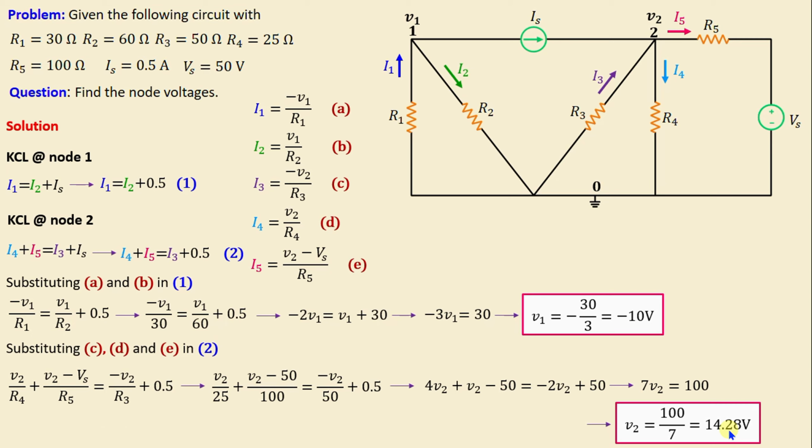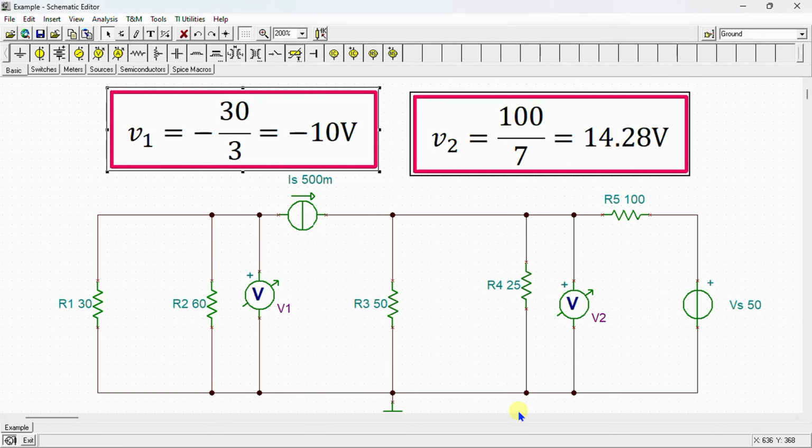Now let's proceed to the SPICE environment. Here is our network drawn in SPICE simulator. We can see here this is the independent current source IS, the independent voltage source Vs, resistors R1, R2, R3, R4, and R5. I connect here a voltmeter to measure the node voltage V1 and here a voltmeter in order to measure the node voltage V2.